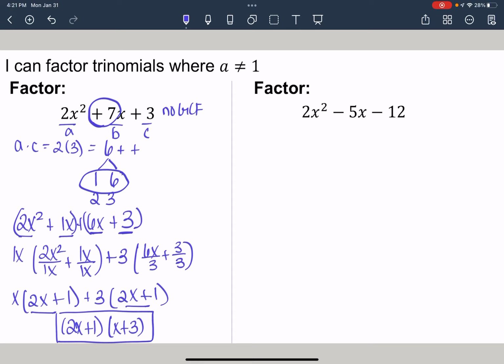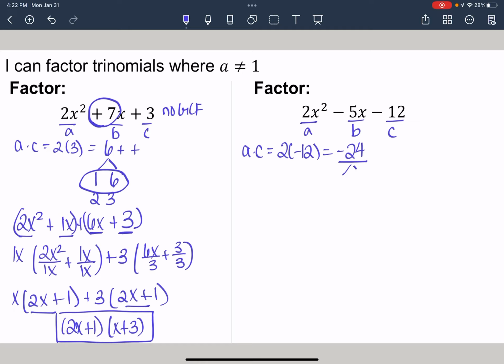So let's look at another example. So here I have 2x squared minus 5x minus 12. So here's a, b, and c. I have no GCF of these three terms. So I'm going to multiply a times c. So I have 2 times negative 12, which is negative 24.